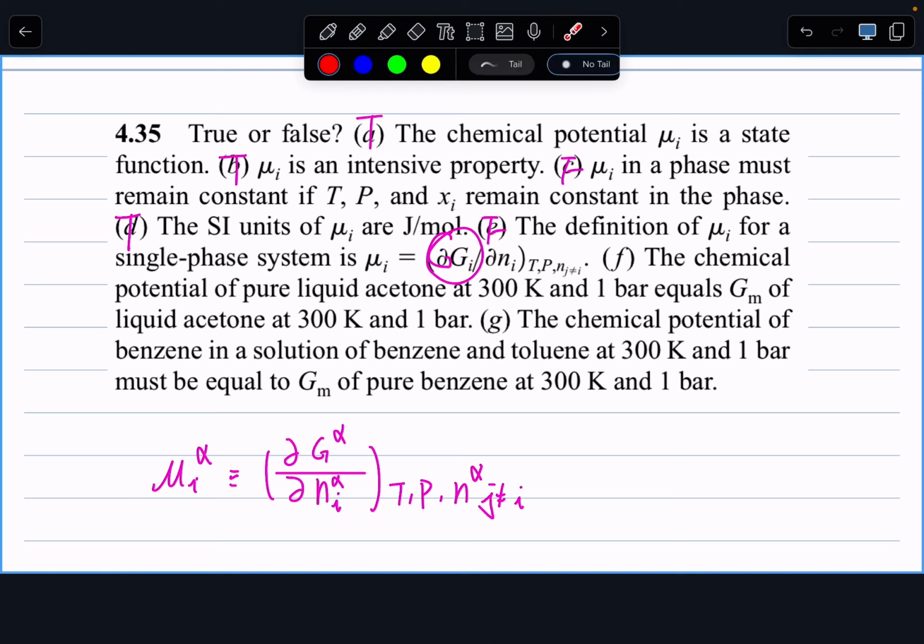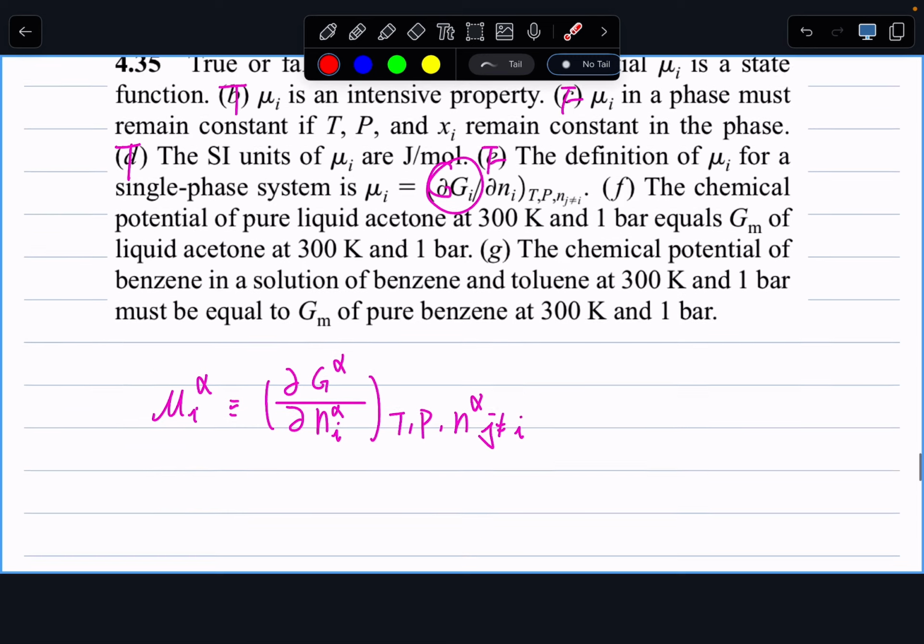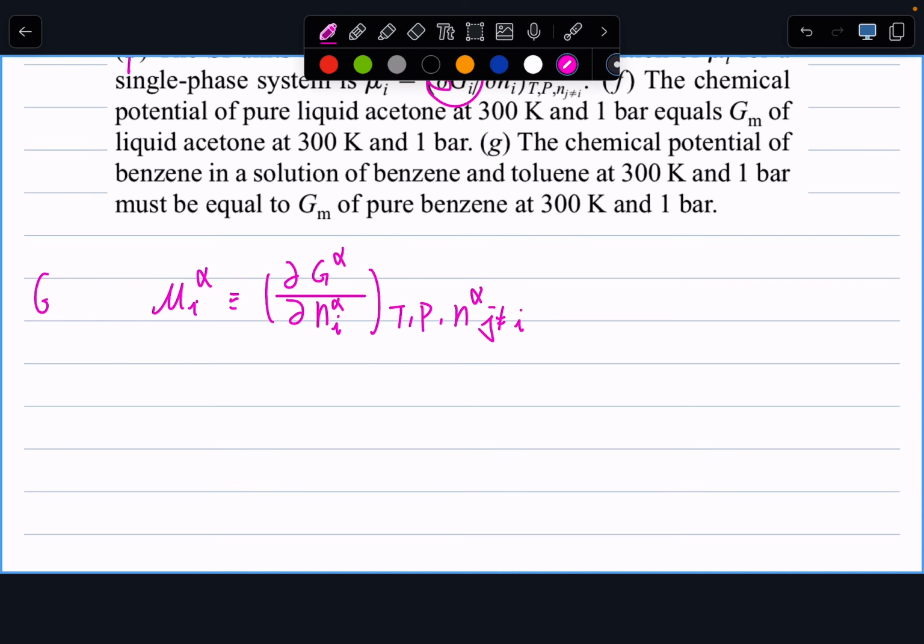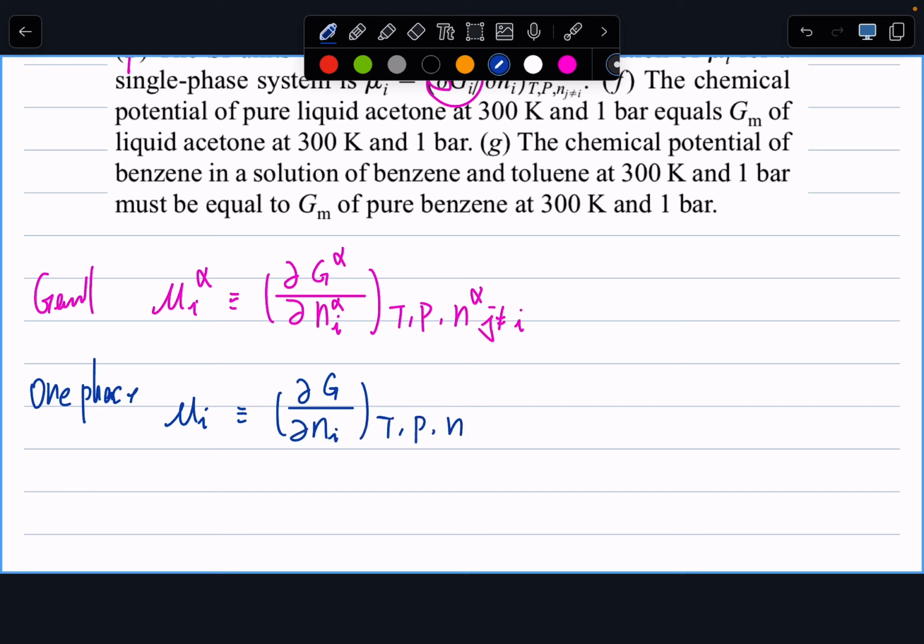Okay, next one, F. The chemical potential of pure liquid acetone at 300 K and 1 bar equals Gm of liquid acetone at 300 K and 1 bar. So what does this mean? This is talking about taking it one step further. So this is a general definition. And if we're looking at one phase, we're dropping that alpha everywhere. So that should be mu i equals dG over dNi at constant T, P, and Nj not equal to i, right? So that's one phase, multiple components.